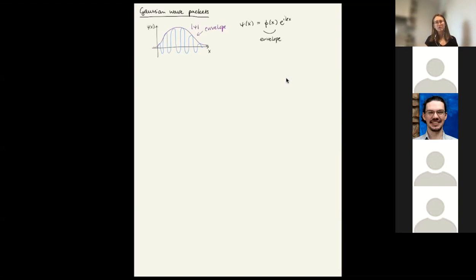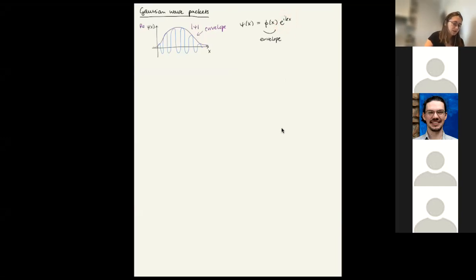So phi of x is always some function which is real. In this case, for example, it can be this shape. And then we also add some phase on it. So for example, if we take the real part of this psi of x, then what we get out of here is the cosine, for example. And you can imagine that the wave function oscillates within this envelope.